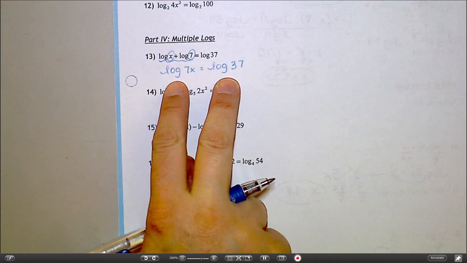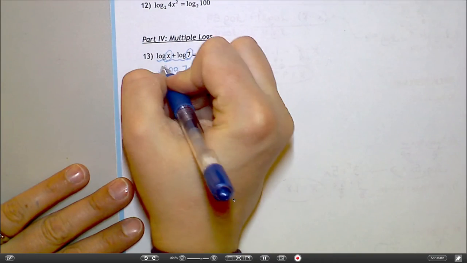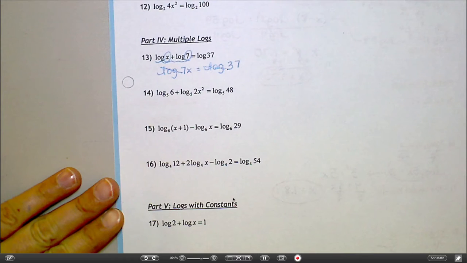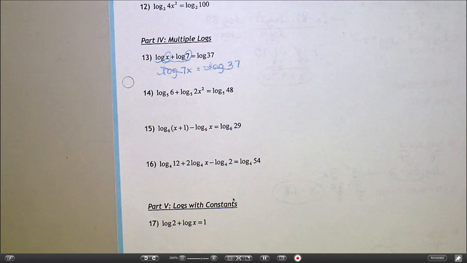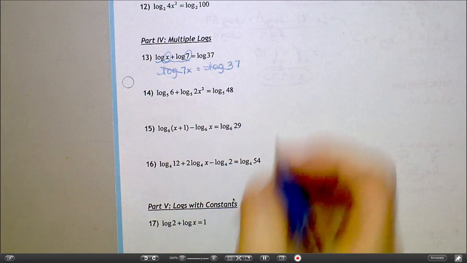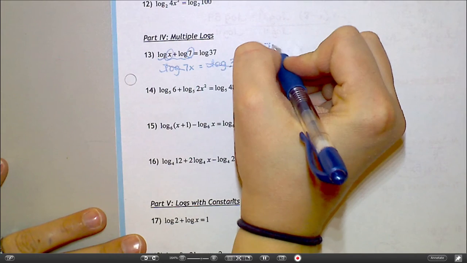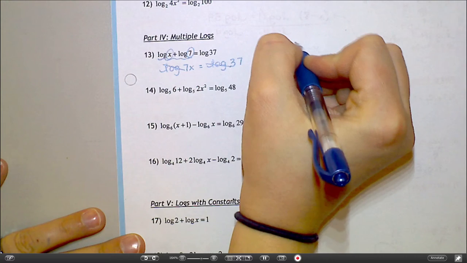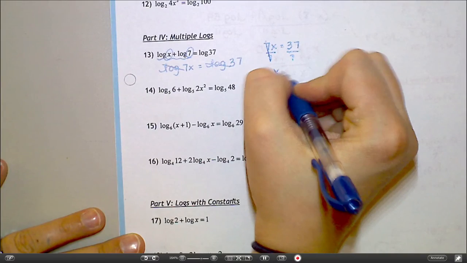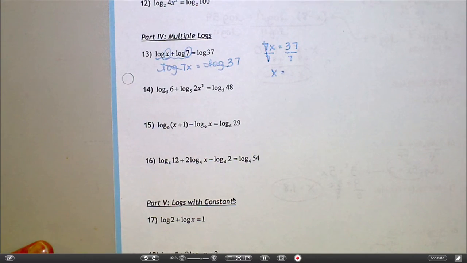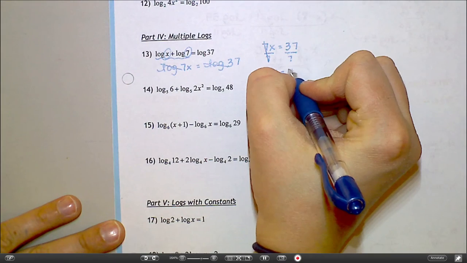Now that I have that, can't I drop those two? Okay, once I'm at the point where I'm at a log and a log, then I can drop the logs. So now I just have 7x equals 37. Divide by 7, divide by 7. X equals, I have no idea. 5.2. I mean, too nice.